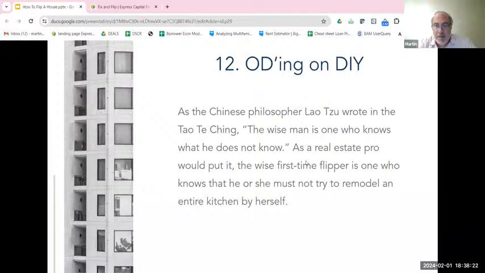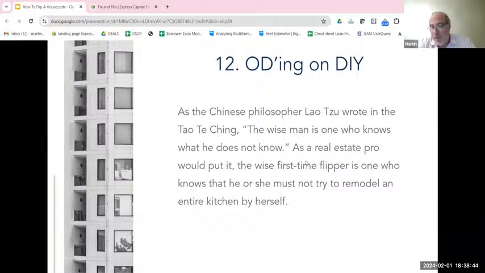As the Chinese philosopher Lao Tzu wrote, the wise man knows what he does not know. A real estate pro would put it, the wise first-time flipper is one who knows that he or she must not try to remodel an entire kitchen by herself. Look, there's no science to it.